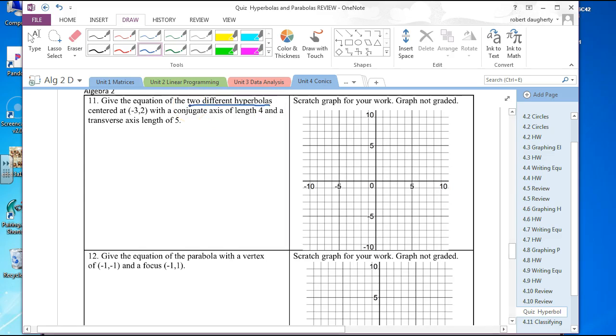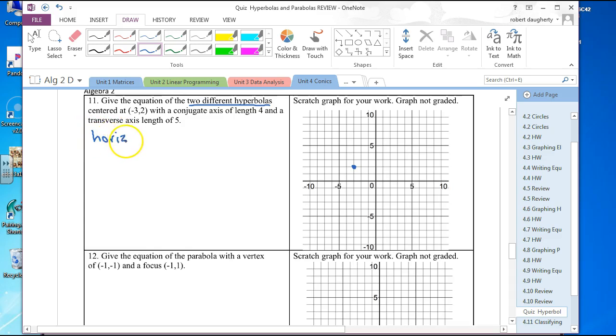So 1, 2, 3, 1, 2. Okay, with a conjugate axis of length 4 and a transverse of length 5. So the only thing I'm not telling you is which one's vertical, which one is horizontal. So what it means is, if the conjugate is of length 4 and the transverse of length 5, this could be talking about a vertical or a horizontal. So let's just do the first case. Let's do the case of a horizontal.